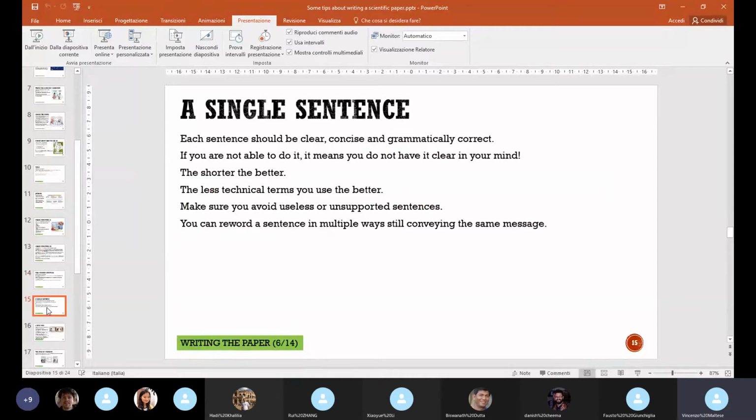Then you have to pay attention to every single sentence. Every single sentence should be clear enough, concise, and grammatically correct. Make sure that it is functional to your message and clear to your reader. The most difficult thing is to put yourself in the clothes of the reader. You have to think as if you were the reader. Is the reader familiar enough with what I'm describing? If not, I have to provide an example. I have to provide the references. I have to expand the sentence by providing more details.